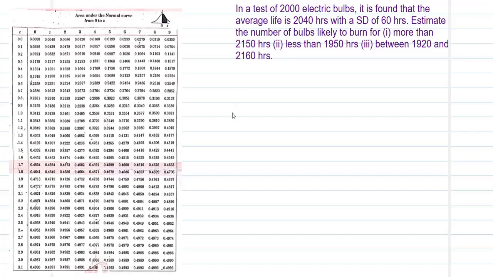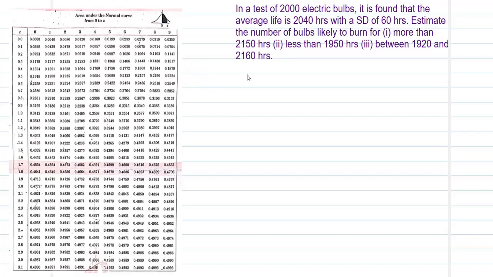In a test of 2000 electric bulbs, it is found that the average life is 2040 hours with a standard deviation of 60 hours. We have been asked to estimate the number of bulbs that are likely to burn for more than 2150 hours, less than 1950 hours, and between 1920 and 2160 hours.